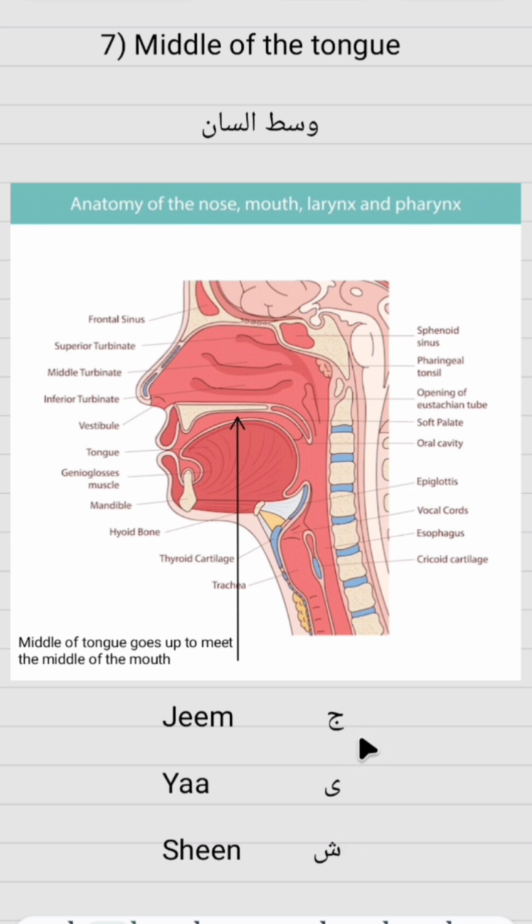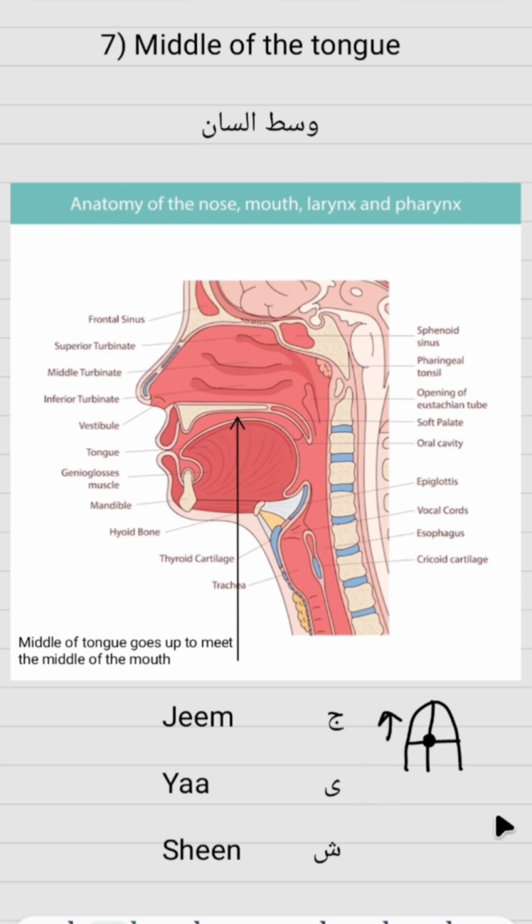Jim is pronounced when the centermost portion of the tongue goes up towards the palate. So let's say your tongue looks like this here. When I'm talking about the centermost portion, I'm talking about the middle of the tongue in terms of its length, as well as the middle of the tongue in terms of its breadth. So that point there, right in the center, is what will go upwards towards the palate and touch the palate.